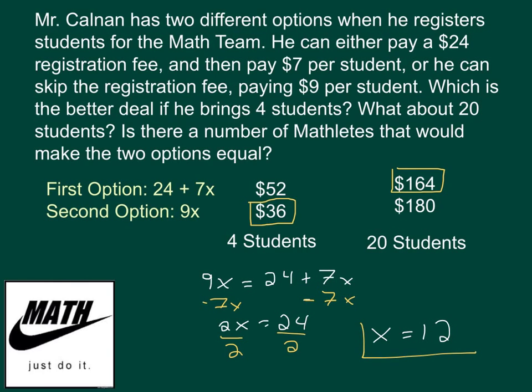If I bring 12 students, it should be equal. A quick check by multiplying 9 by 12 would reveal that would cost $108 using the second option, and using the first option would be 7 times 12, which is $84, plus the $24 registration fee also gives us $108. So with 12 students, the two options would be identical. So this is just an example of how you can set up and then solve a word problem using an equation that has variables on both sides. All right, I hope that this was helpful and that now you feel more confident on this material.